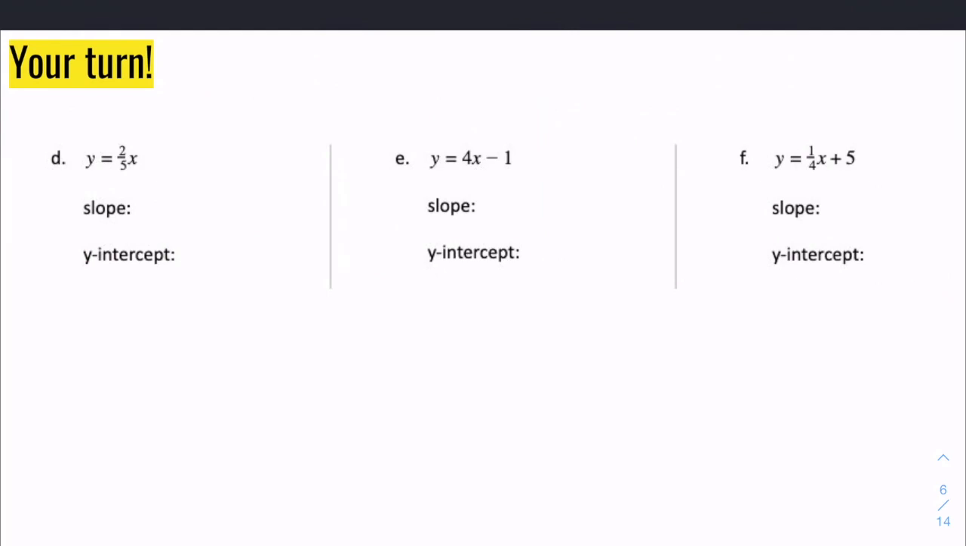So now it's your turn. There are 3 examples, D, E, and F. Go ahead, pause your video. You can either do this mentally or you can write this down. Try to figure out the slope and the y-intercept for each equation.